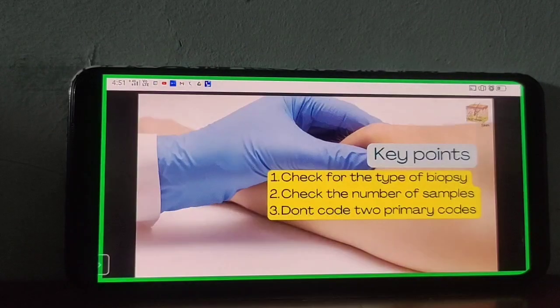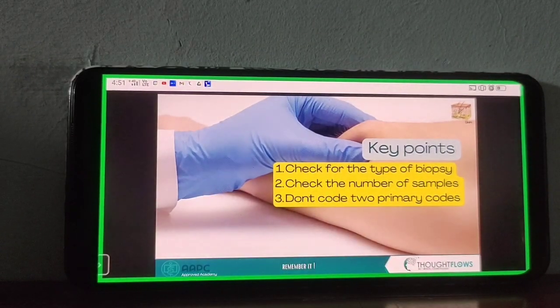Key point: debridement and biopsies are very, very frequently asked questions. Very, very important.